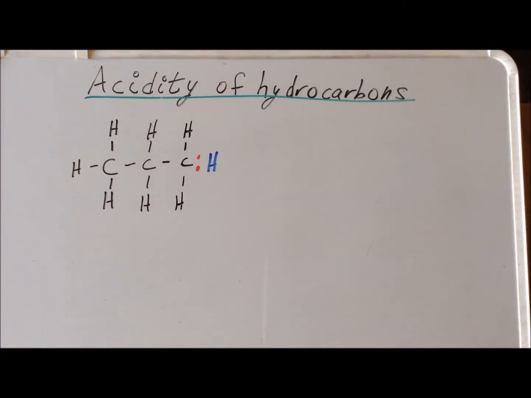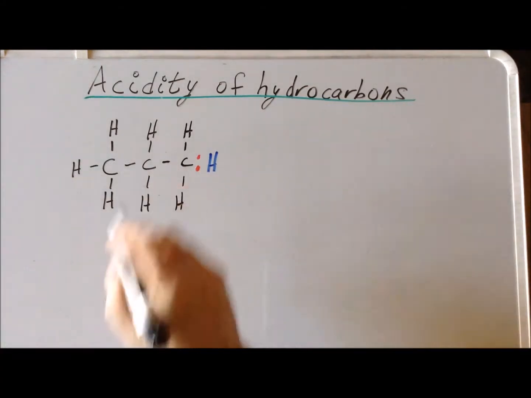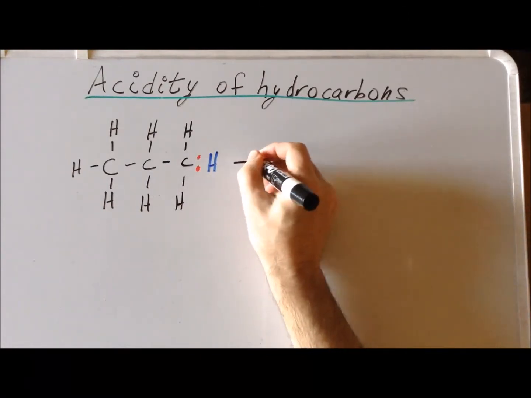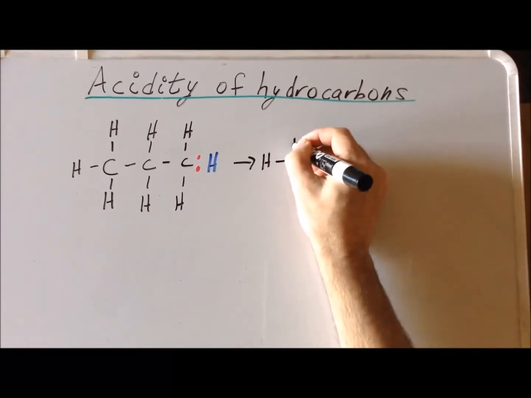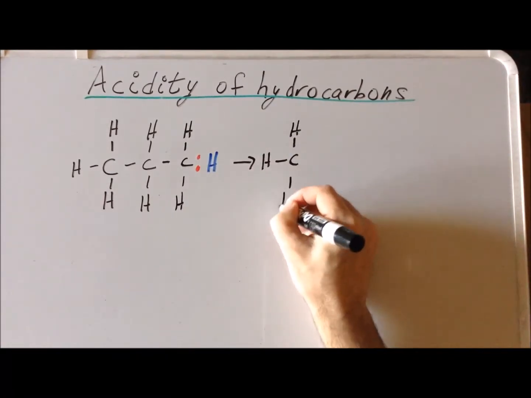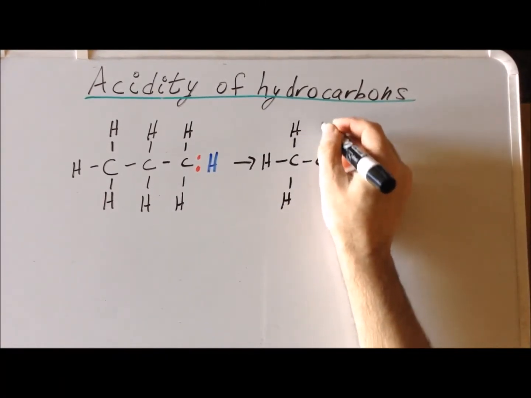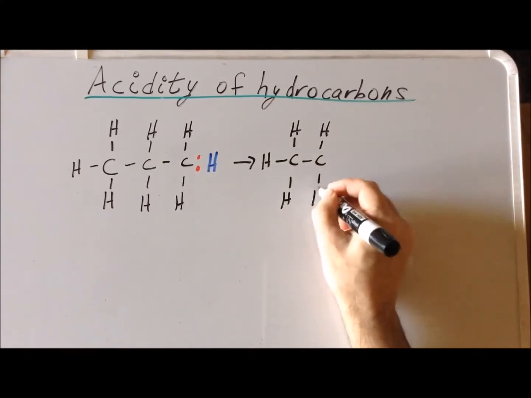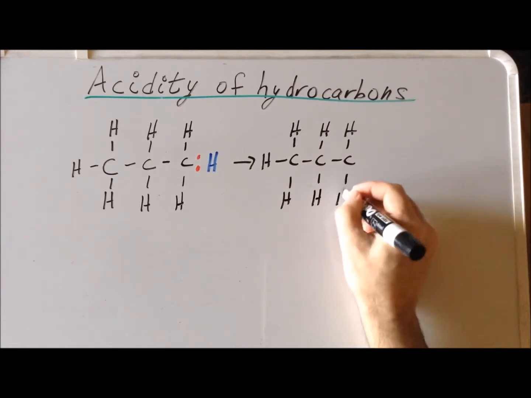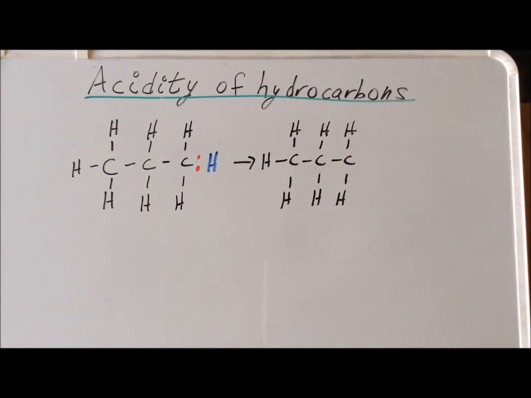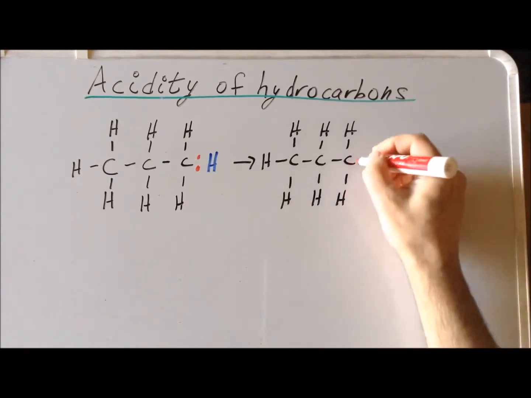The next alkane in the series is propane, which has this structure. When it acts as an acid, we know that we're going to generate the conjugate base, the propyl anion, and we can draw the structure this way.